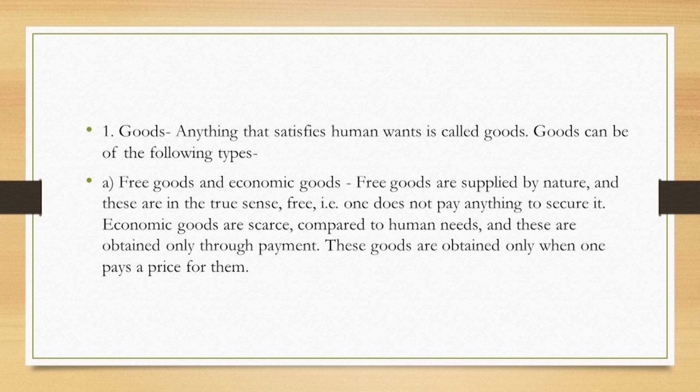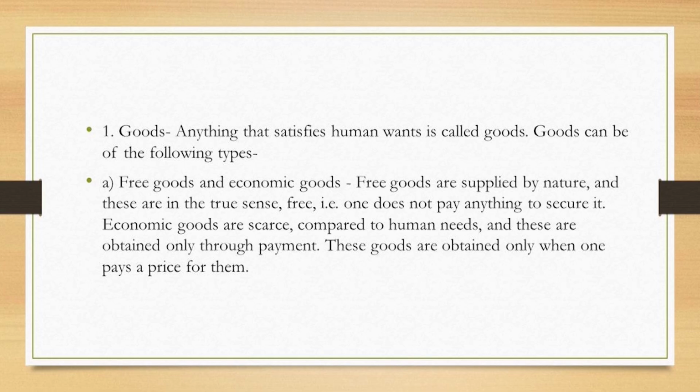If we classify goods, we find that goods can be of the following types. One is free goods and economic goods. Free goods are supplied by nature, and these are, in the true sense, free. That is, one does not pay anything to secure them. Economic goods are scarce compared to human needs, and these are obtained only through payment. These goods are obtained only when one pays a price for them, as we are accustomed to seeing with other commodities in the market.